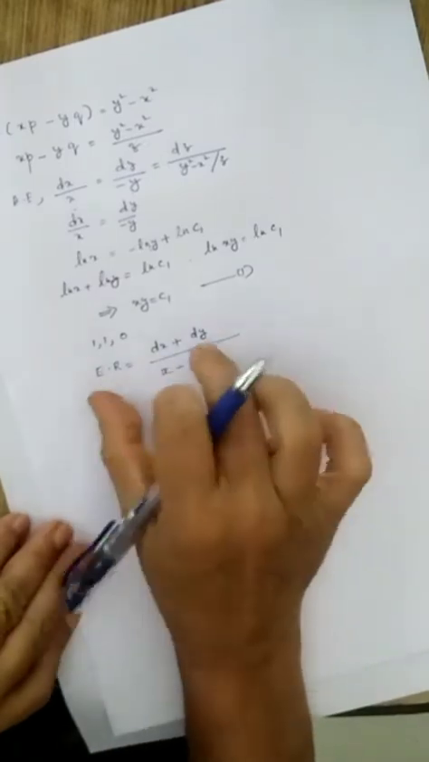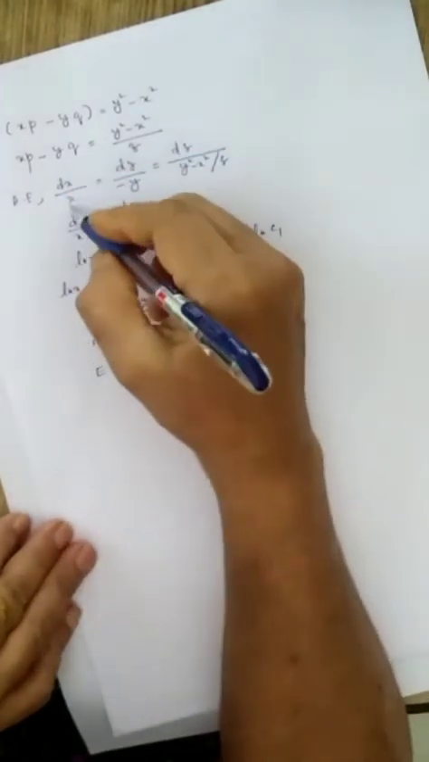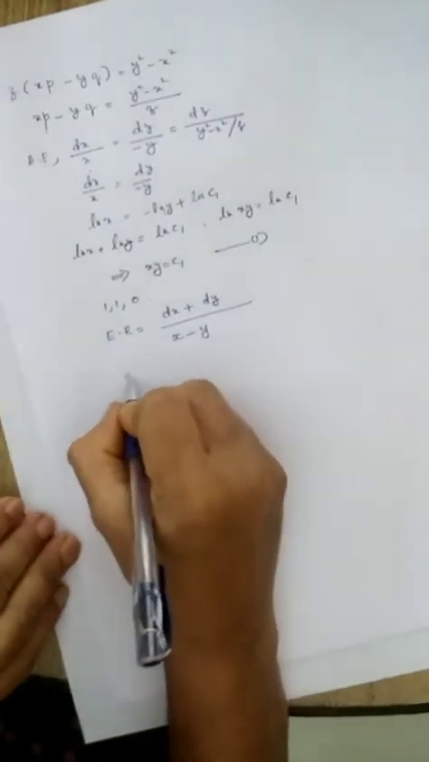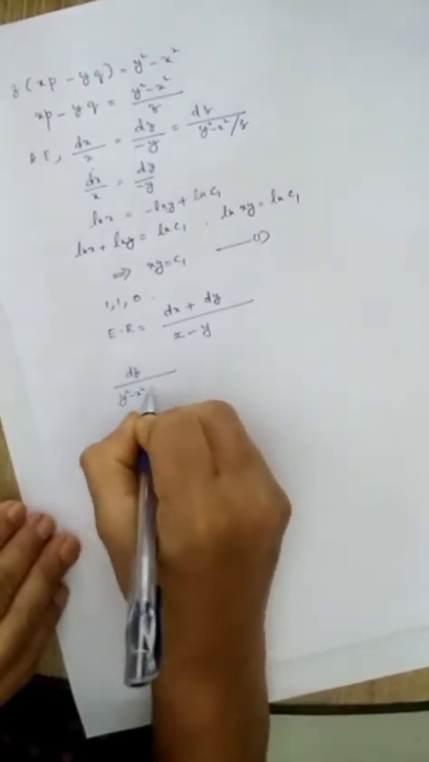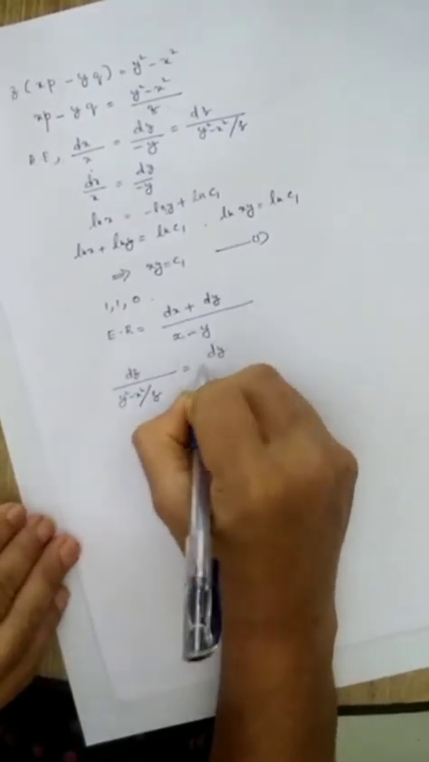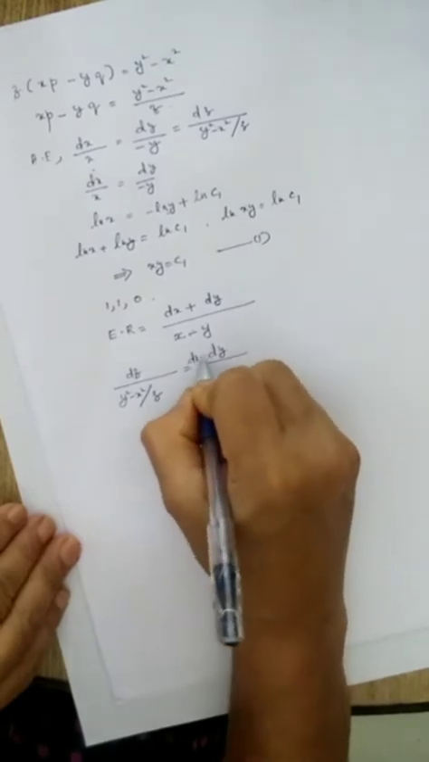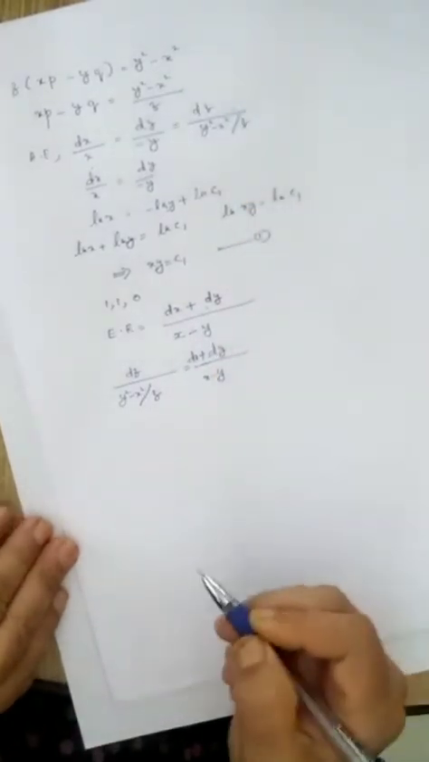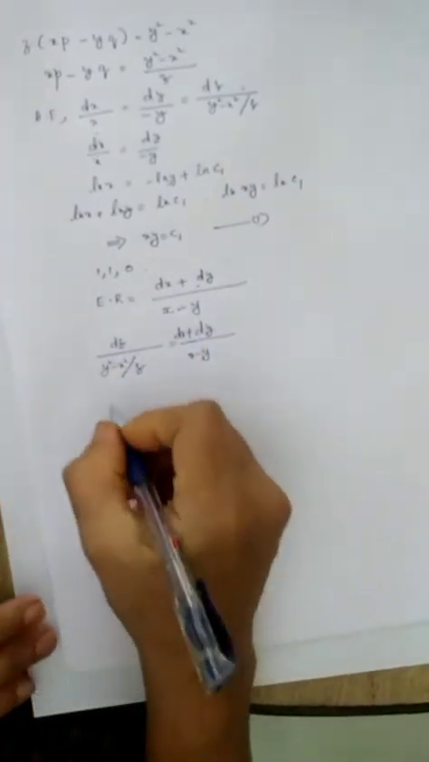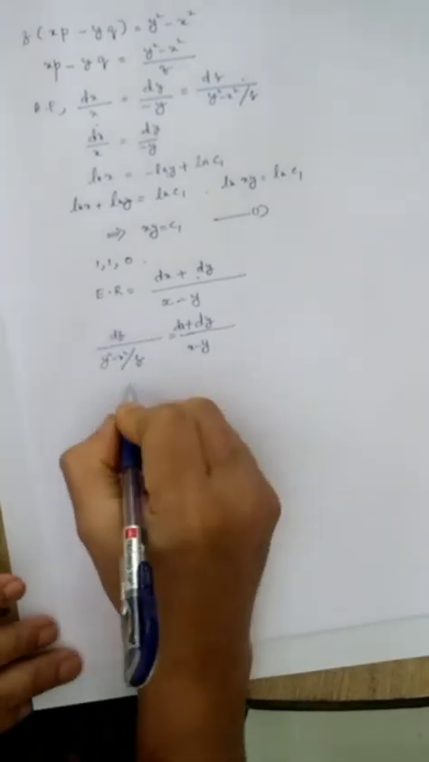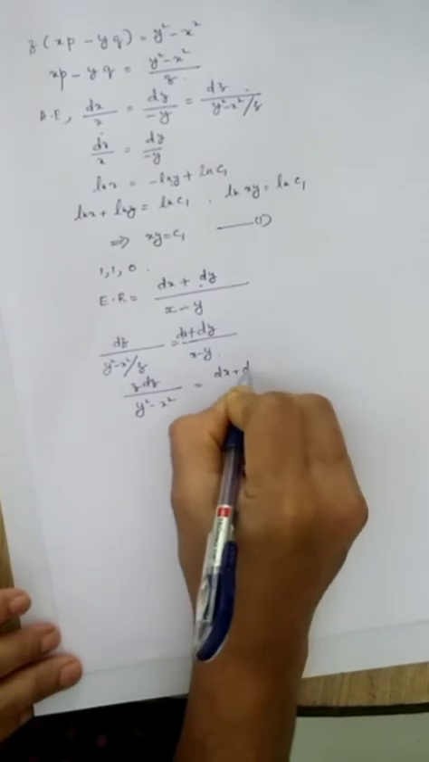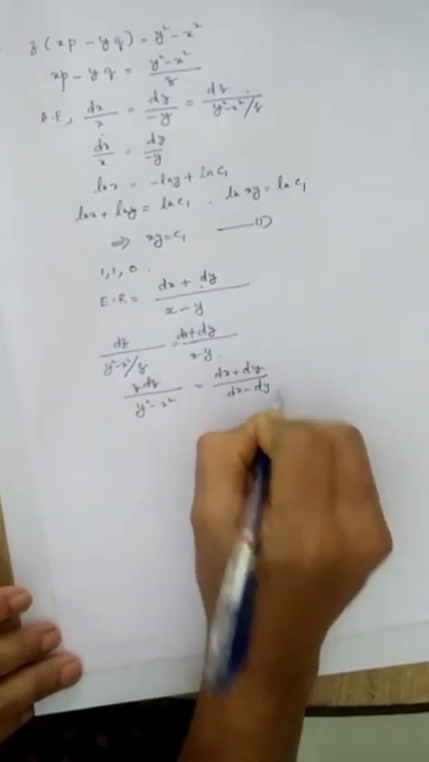Now we can equate this ratio to any one of the ratios of the auxiliary equation. So we shall equate this new ratio to the last one. We have dz by y square minus x square by z equal to dx plus dy by x minus y. That is, we are equating this new ratio to the last ratio. Now this z comes to the numerator. So z dz by y square minus x square equal to dx plus dy by x minus y.